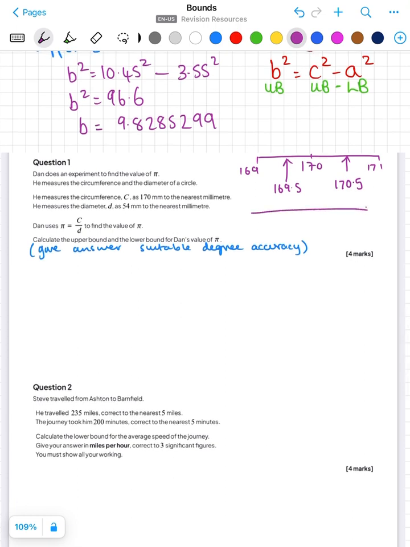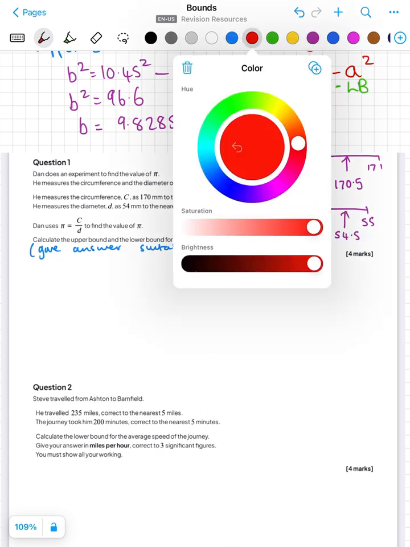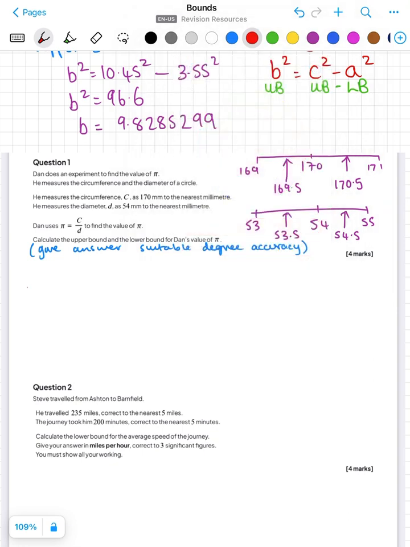Same thing, we'll look at our bounds for the diameter, 54 millimetres to the nearest millimetre. So we find our bounds by going between 53.5 and 54.5. Now next we've been given the formula to calculate pi. Pi is the circumference divided by the diameter.